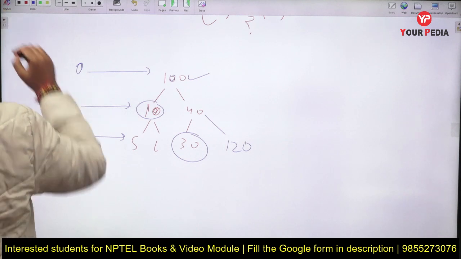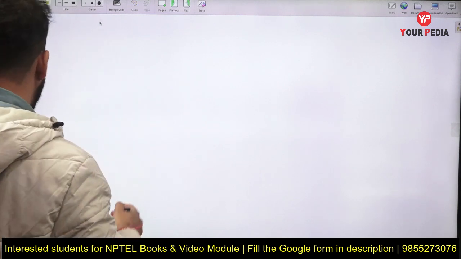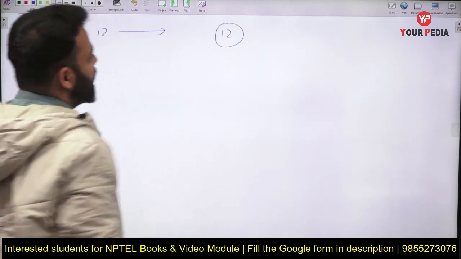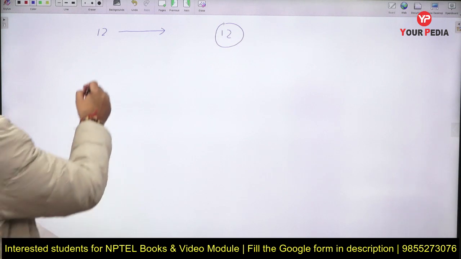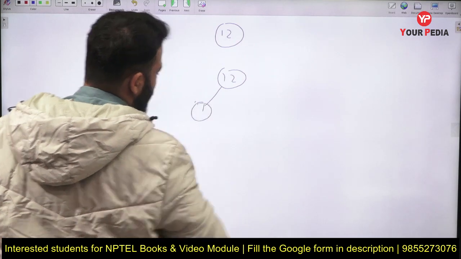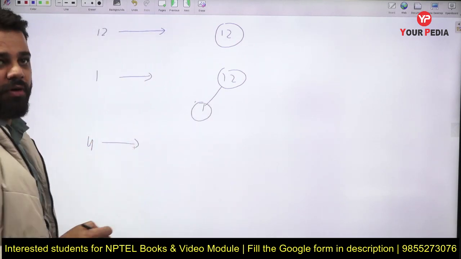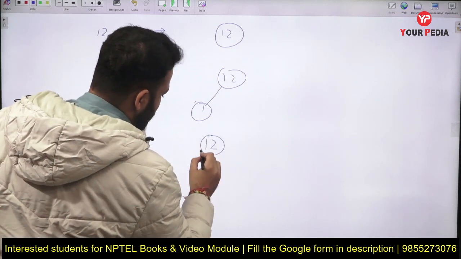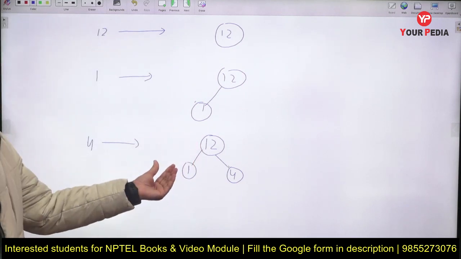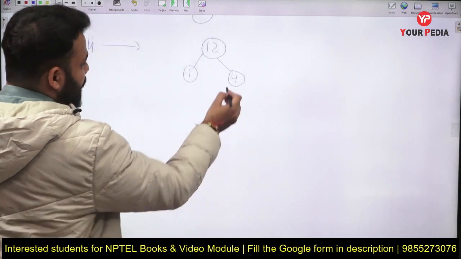So let's try the question that was given to us. First of all, 12 will enter and 12 node will be made. After that 1 comes. Now 1 is less than 12, so there is no issue here. After that the element that comes is 4, and it will be kept here, and again max heap property is satisfied because both the children have value less than 12.